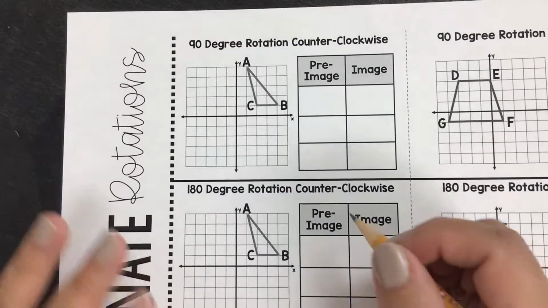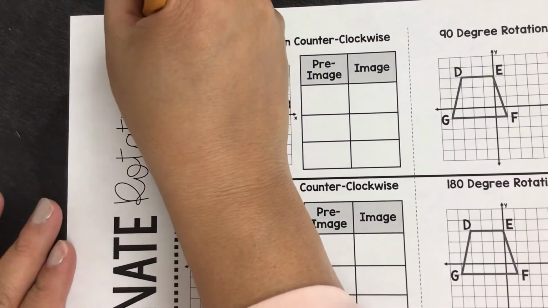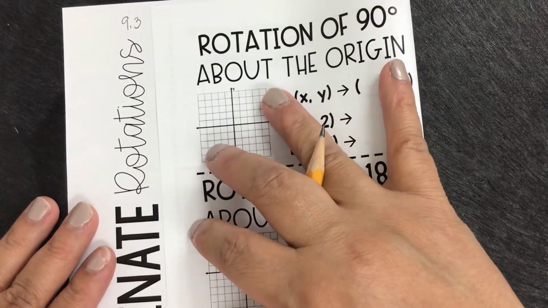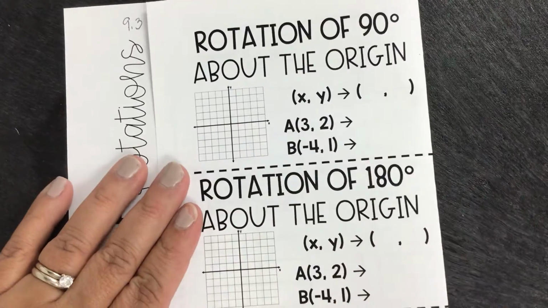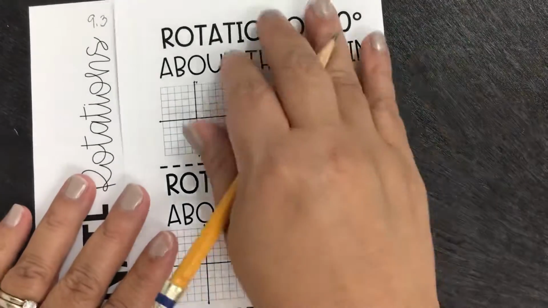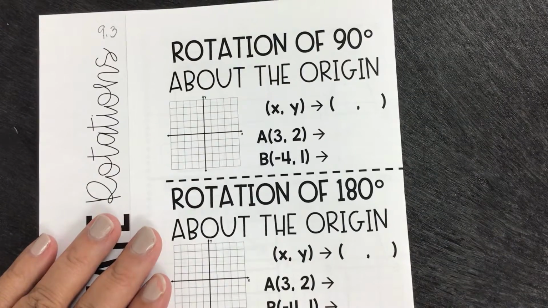This is the video for section 9.3, rotations. What you're going to do is take it over here and fold it here. This foldable is very repetitive, so what we're going to do is only the front side.